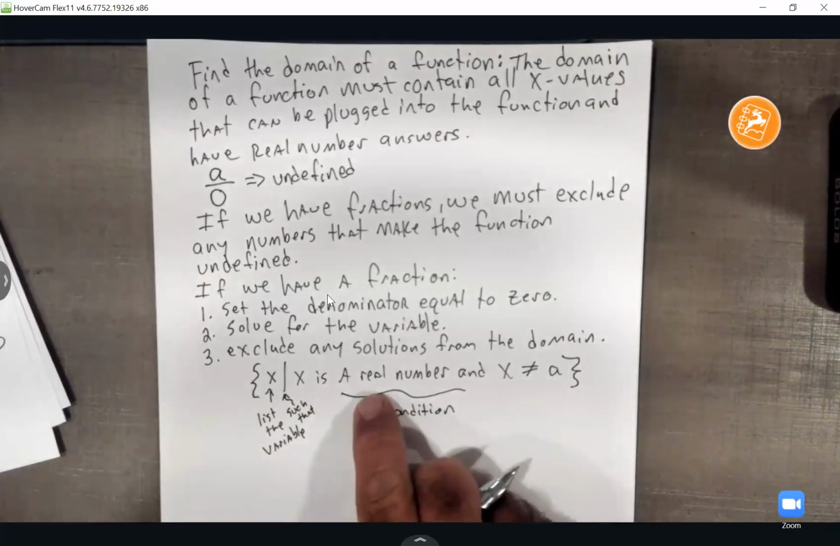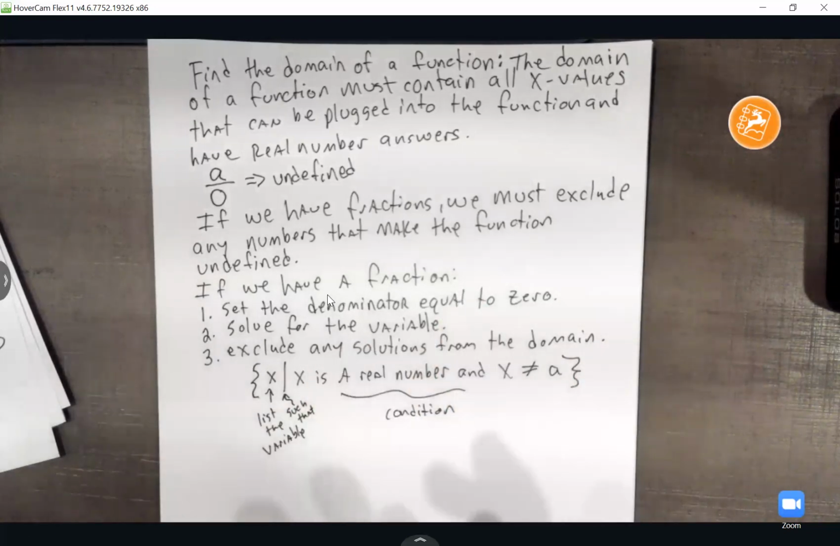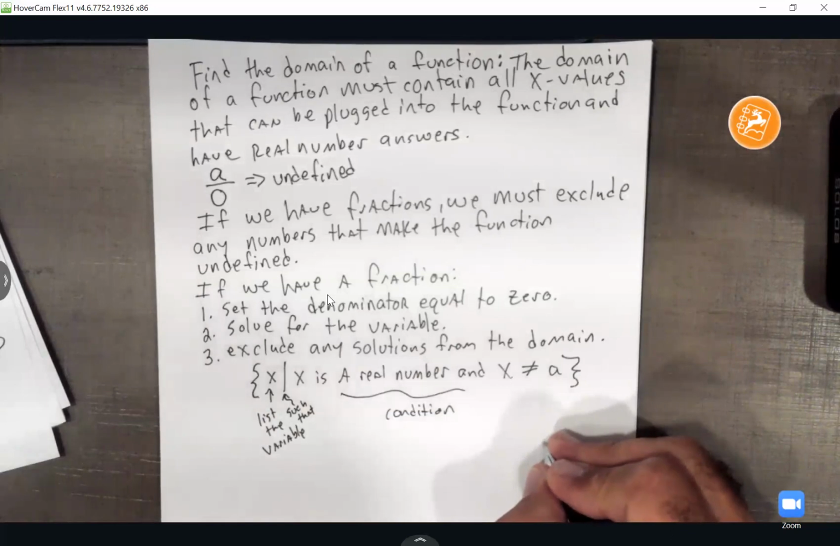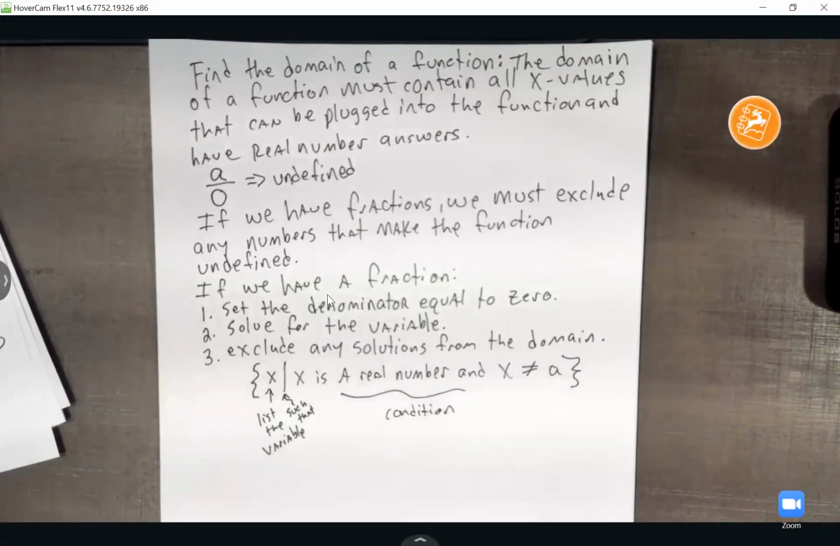So what this would mean, any real number I can put into my function, it will give me a real number unless I put a in. So say I had an a on the bottom of my fraction, and a minus a gave me 0, which made it undefined, okay? So we're going to play with some of these.